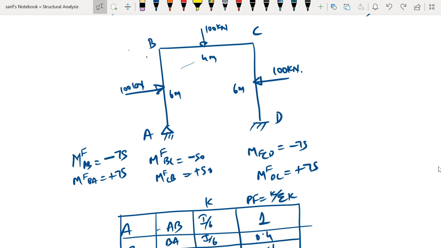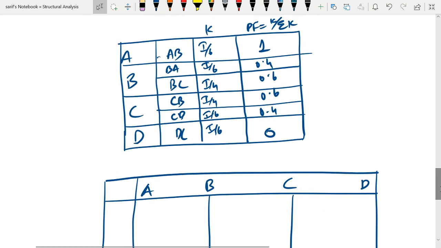Now the very first step in the analysis is we need to calculate the fixed end moments. And do you know how to calculate the fixed end moments? We have calculated the values of fixed end moments as MAB equals minus 75, MBA equals plus 75. Similarly, MFBC and MFCB have been calculated as minus 50 and plus 50 respectively. Same is the case with MFCD and MFDC, which have been calculated as minus 75 and plus 75 kilonewton meter.